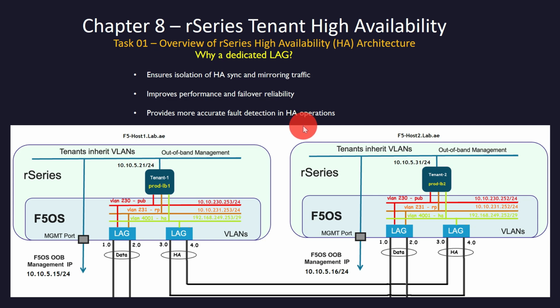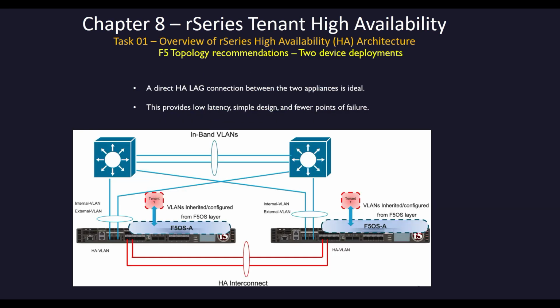So, the best practice is do not mix HA and data traffic. Always keep HA on a dedicated path for stability and reliable failover performance. Let us discuss the HA topology recommendations. For the two devices HA deployment scenario, a direct HA LAG connection between the two appliances is ideal. This provides low latency, simple design, and fewer points of failure.